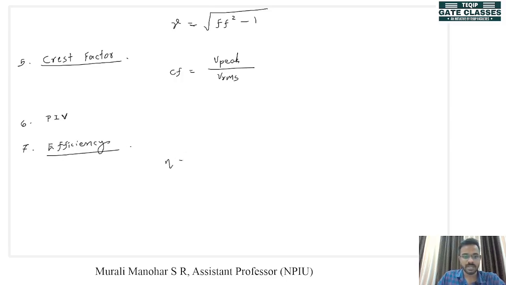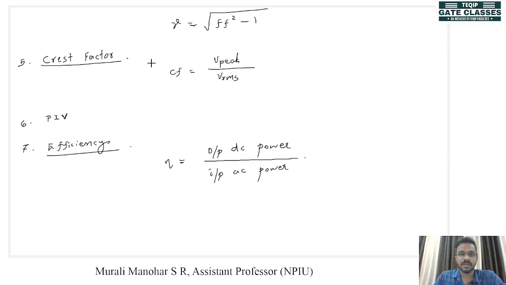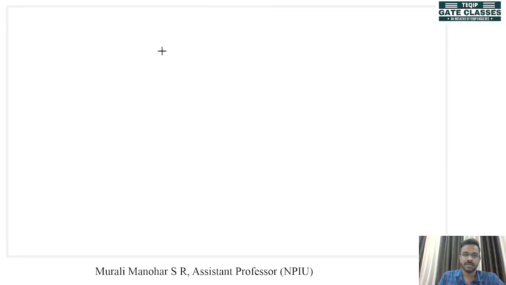We all know efficiency as output power by input power, but in case of rectifiers, there is a small thing to be considered, and that is our output power is DC. So efficiency is output DC power, and also our input power is AC, so divided by input AC power. With that, we can now analyze our rectifier circuit. Our first rectifier circuit is called a half wave rectifier.